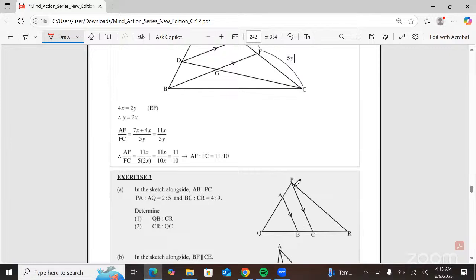We plot our data first. PA is 2A, then AQ is 5A. Then BC is 4B, and CR is 9B, right?